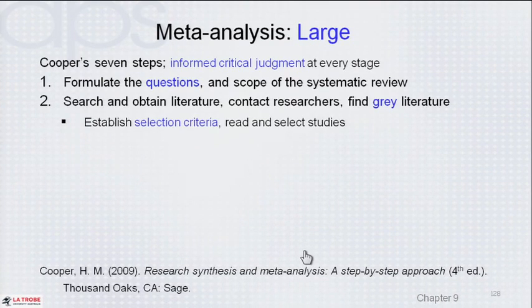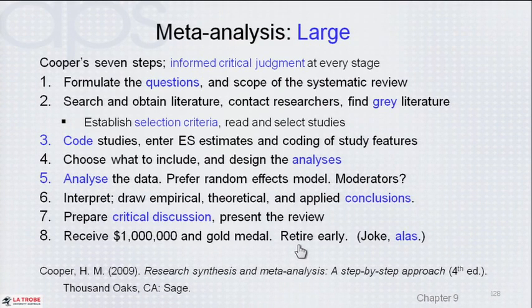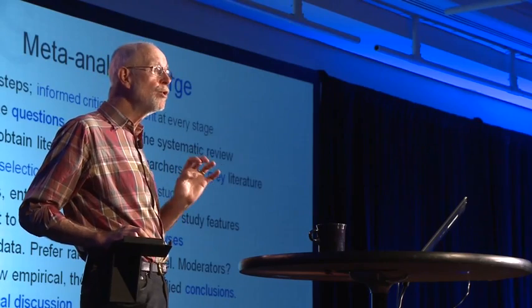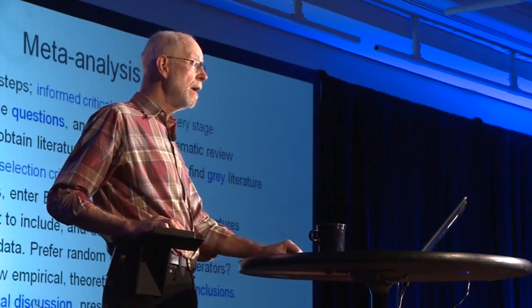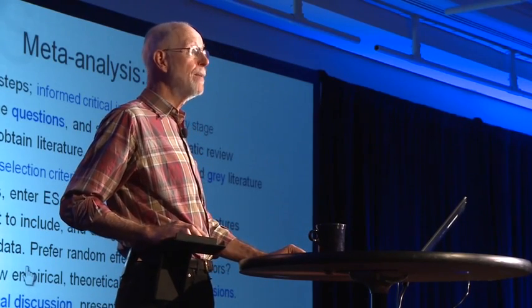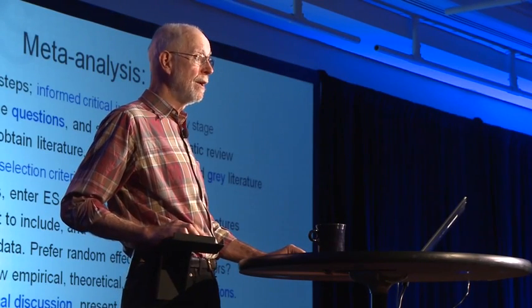If you do go for a large one, and I explain this more in chapter 9 in the book with two examples, Harris Cooper's book, up to the fourth edition, I believe, the number of steps seems to increase in every successive edition. But here he has seven steps. And it's hard work. You formulate the questions, get the literature, code the studies, decide what to include, analyze the data, interpret, prepare for publication, or receive $1 million and a gold medal. Well, alas, wish. Somebody who does a big meta-analysis like this and does it well, with good critical discussion and good theoretical rationale and good conclusions, in my view, should be credited with a dozen ordinary papers, because that can be a terrific contribution to integrate a whole research area.